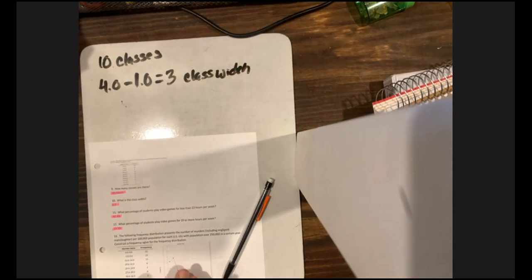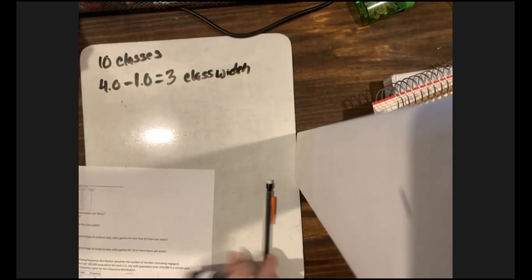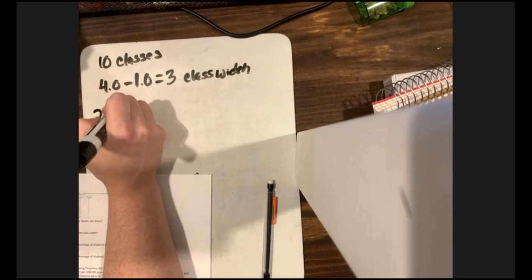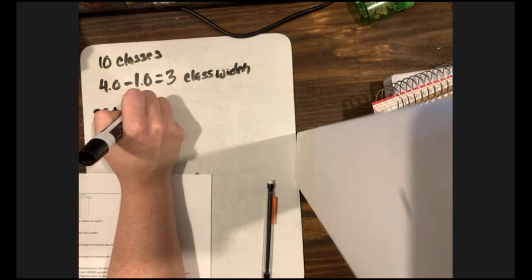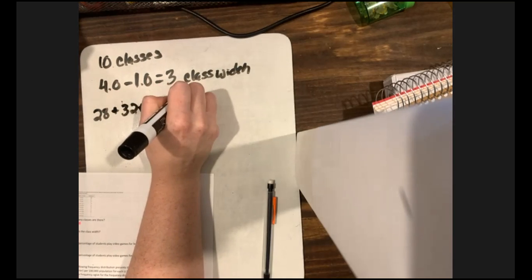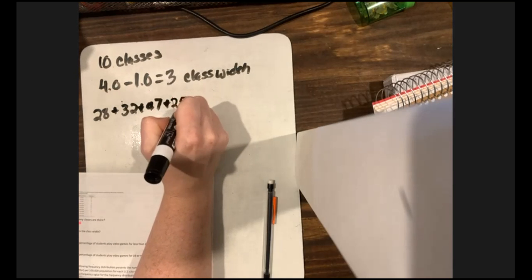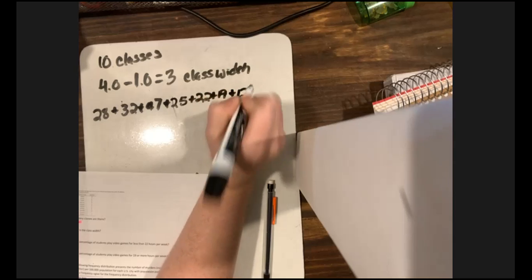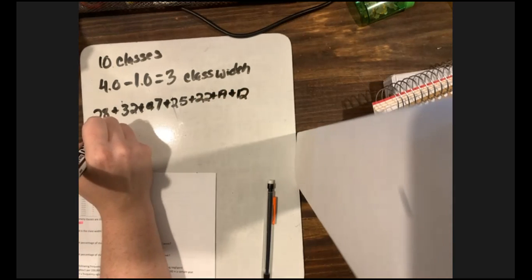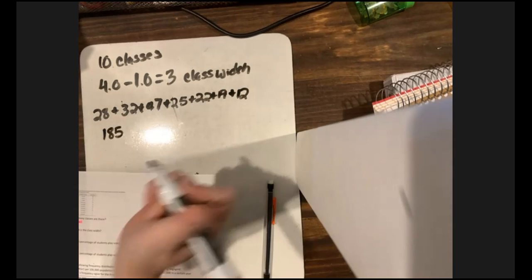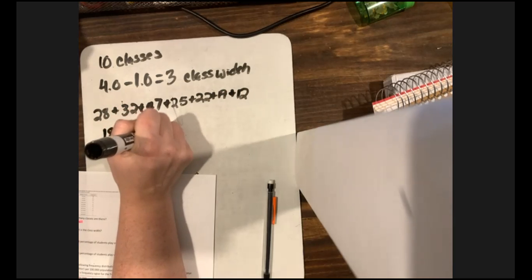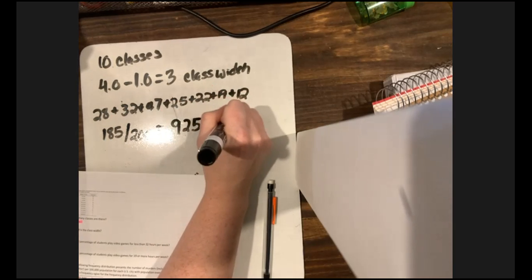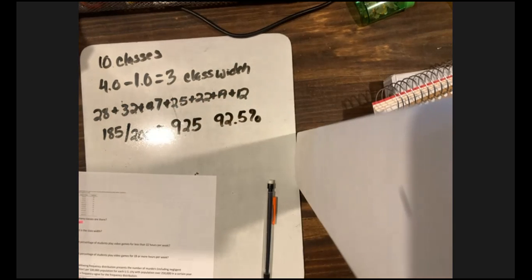Then it asks what percentage of students play video games for less than 22 hours. So I'm going to add up all the categories that have less than 22. So it's going to be 28, 32, 47, 40, or excuse me, 25, 22, 19, and 12. And when we add all that up, we get 185. They originally told us that there were 200 people included. So that is the decimal 0.925, which is 92.5% if they're asking for it.